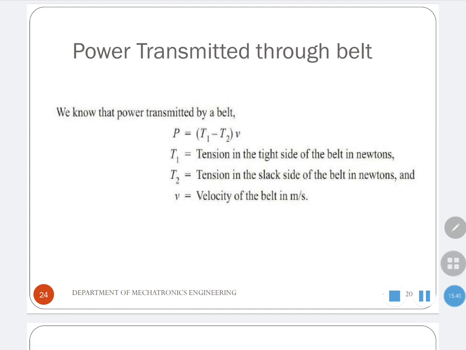Fine. In the next lecture, we will see how to calculate the maximum torque required to lift a particular payload, and we will look into some problems.